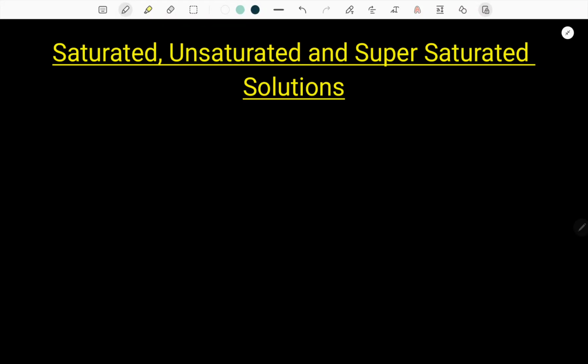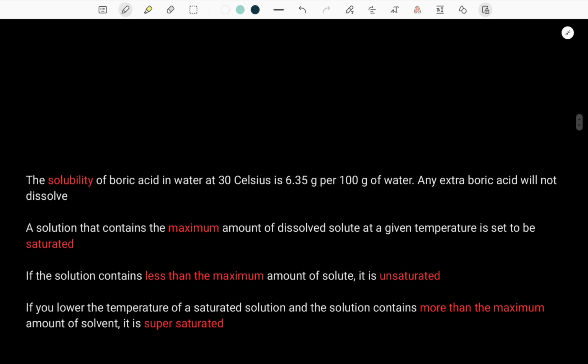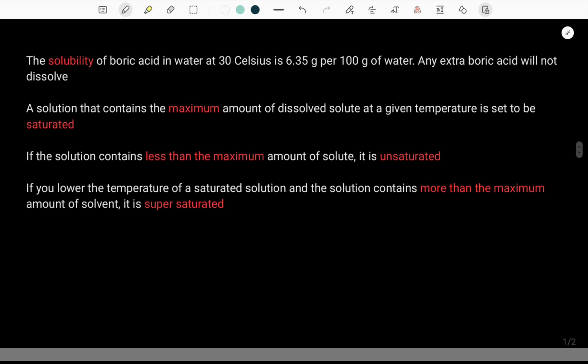So in this video, we'll be going through saturated, unsaturated, and supersaturated solutions and seeing the difference between them. So first of all, let's look at some definitions. And one thing you need to know is the solubility of a solid in water. So what does it mean to have a solubility of an element in water? That means how much of an element can dissolve in water at a specific temperature.